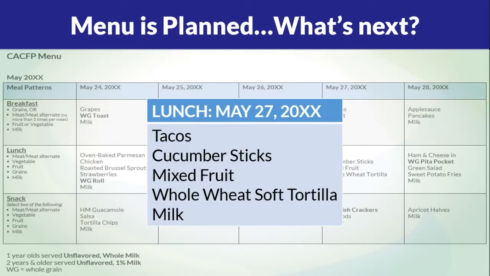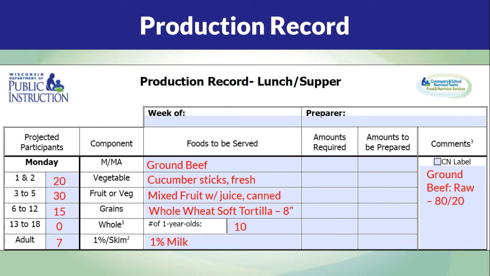The first step for meal production is planning the menu. Let's look at a sample meal. Today, we will focus on one lunch where we plan to serve tacos, cucumber sticks, mixed fruit, whole wheat soft tortillas, and milk. All the examples shown today are using the child care component forms and tools. There are separate resources for the adult care component, but the concepts shown today are relevant for all programs.